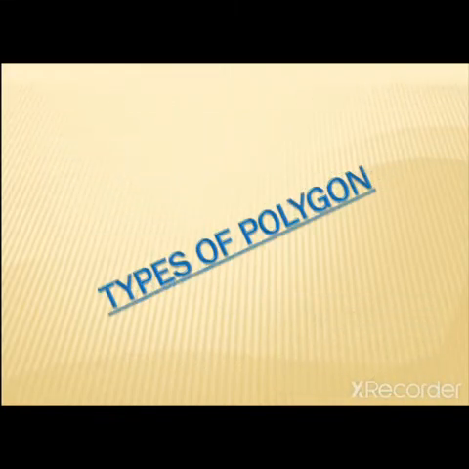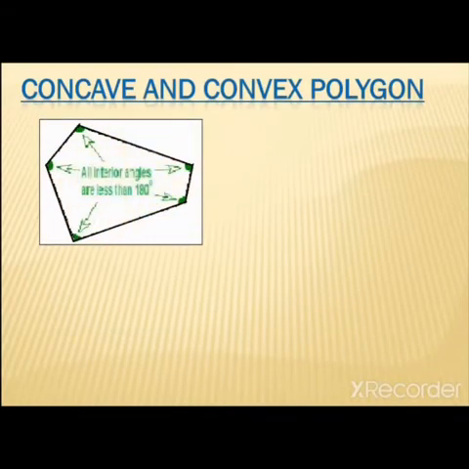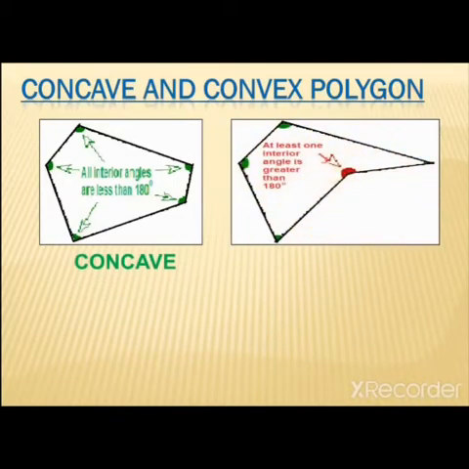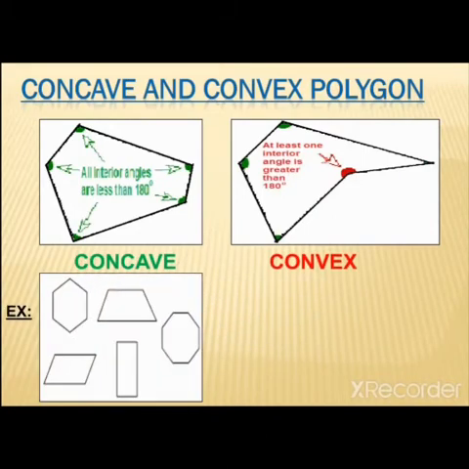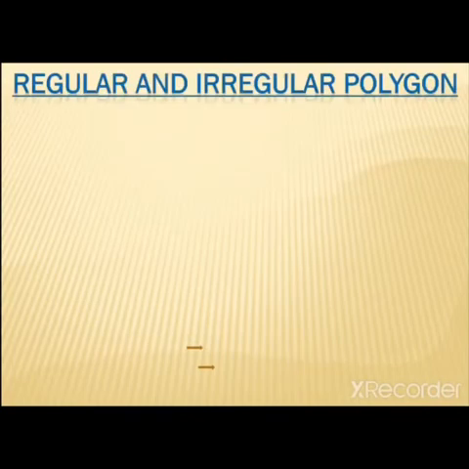Now types of polygon. Concave and convex polygon. See this figure. All interior angles are less than 180 degrees. So we call it convex. And see this figure. At least one interior angle is greater than 180. So we call it concave. Example: see, these are the convex figures and these are concave.